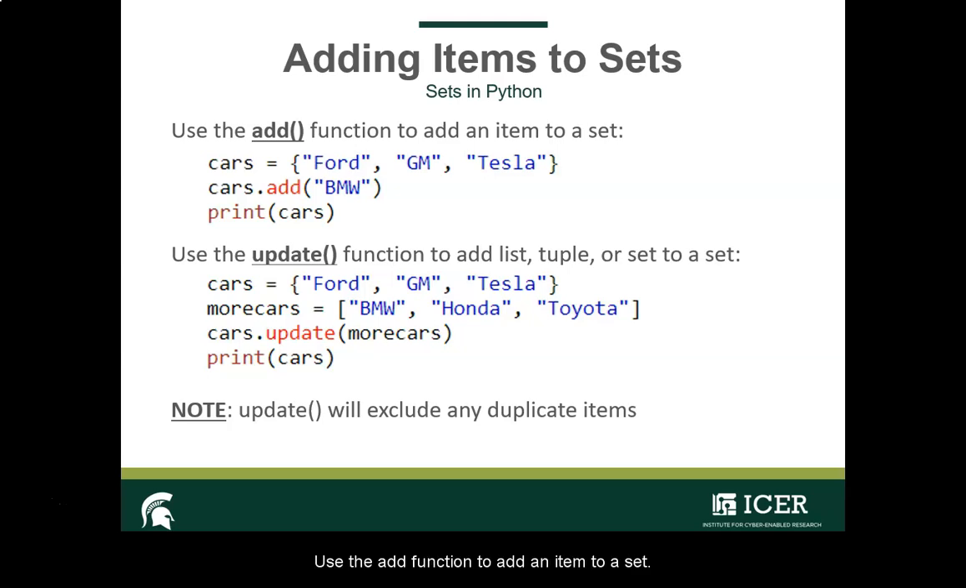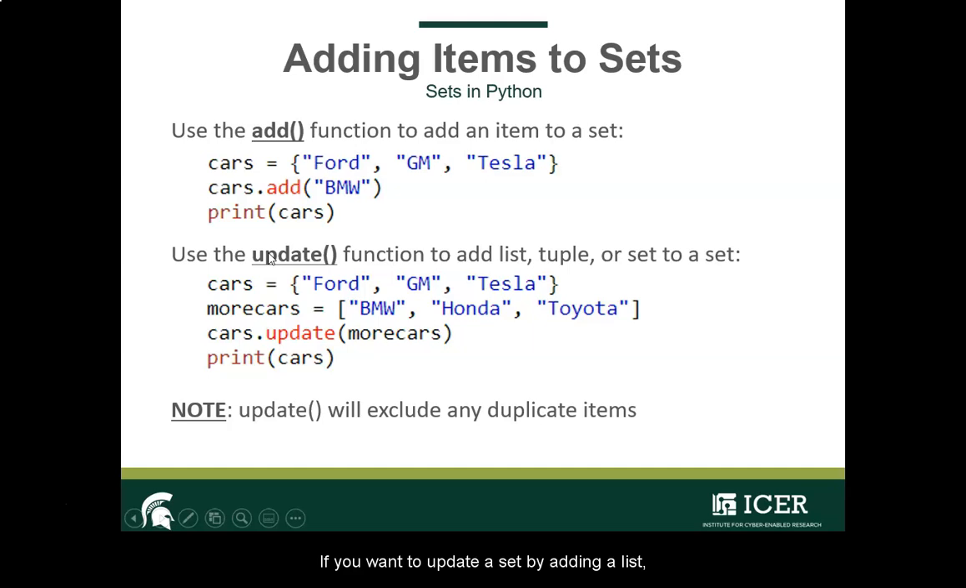Use the add function to add an item to a set. So here we have defined the set for the variable cars. The set cars has 3 items. If we want to add an item to cars, we use the add function, and now we see that BMW has been added to our list of cars.